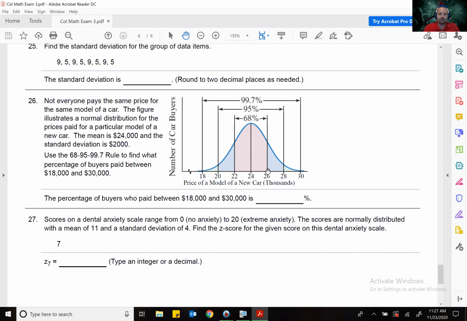So you can see why it keeps going. 24 plus 2 is 26, plus 2 is 28. The same thing on the other side. 24 minus 2 is 22, 20, and 18, because you keep adding or subtracting. So it says, what is the percentage of buyers between 18 and 30? Well, here's 18 and here's 30. What's the percent? Well, if you come up here, it tells you the percentage right here. From 18 to 30, it's 99.7%. And that's what goes in the blank.